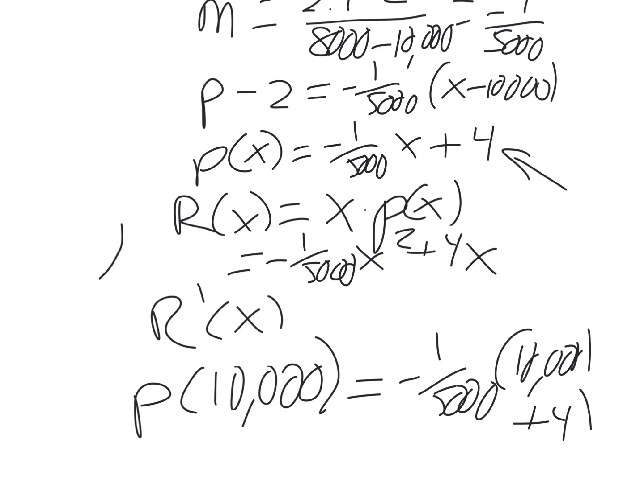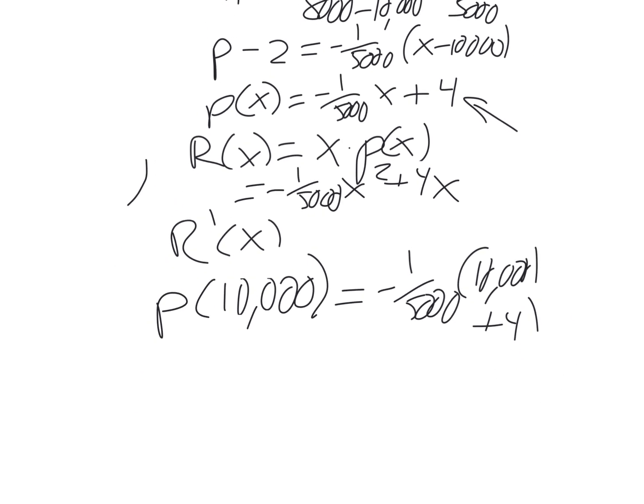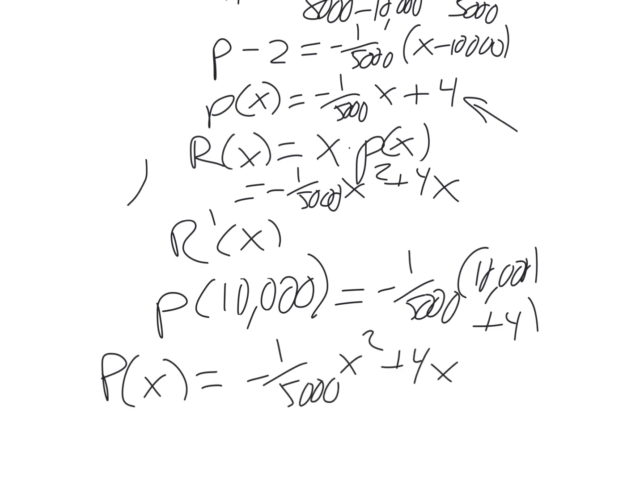Part B, you've really done the hard work. Now you're maximizing profit. Profit is revenue minus cost, and you already found the revenue. So be careful: in part B, I'm using big P of X for profit versus little p for the price function. The revenue function was negative 1 over 5,000 x squared plus 4x, and subtract the cost, which I believe I gave you.